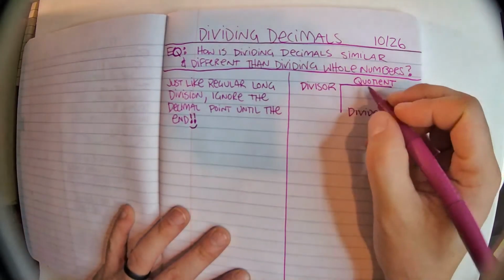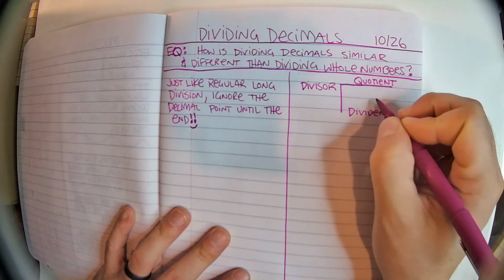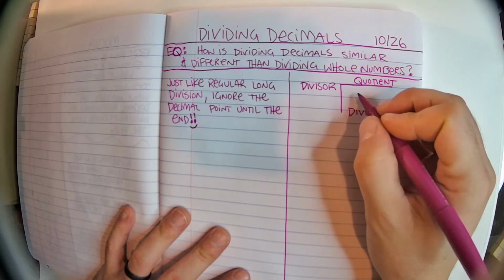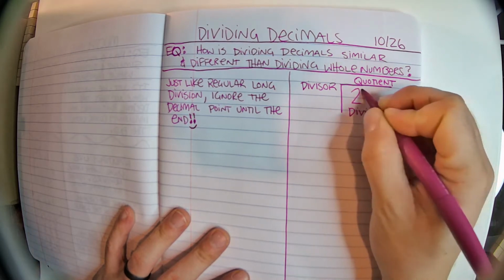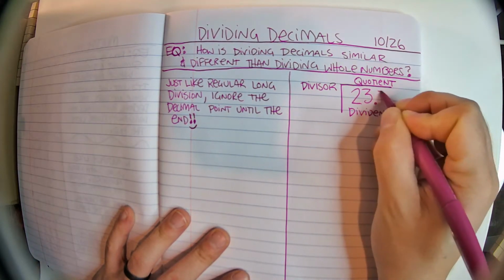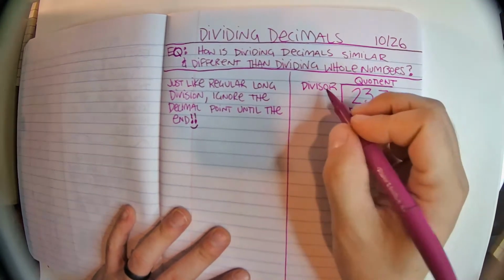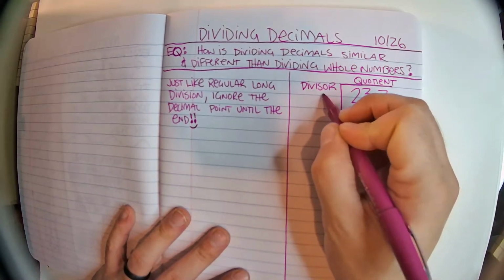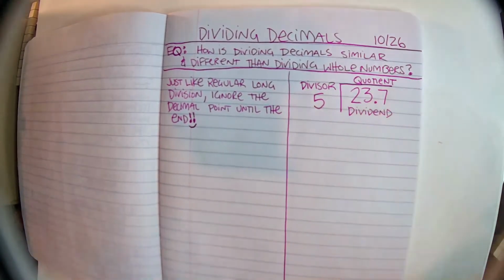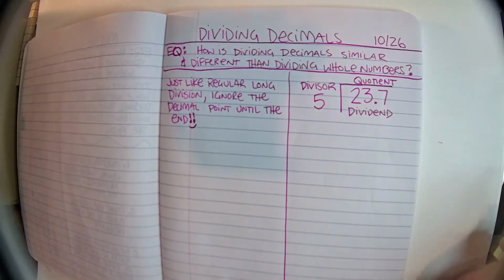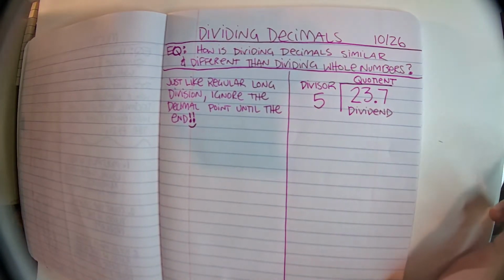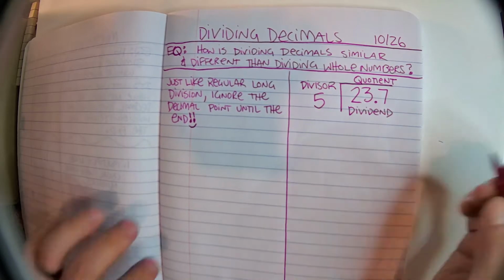All right, so let's go ahead and pick our numbers. Let's say for our dividend we're going to say 23 and 7/10. For our divisor, let's choose the number 5, and we will find out our quotient by working through our problem. All right, so we just set up our problem.